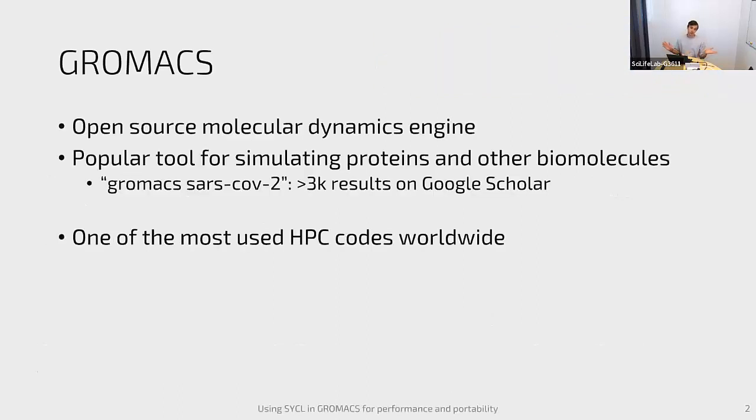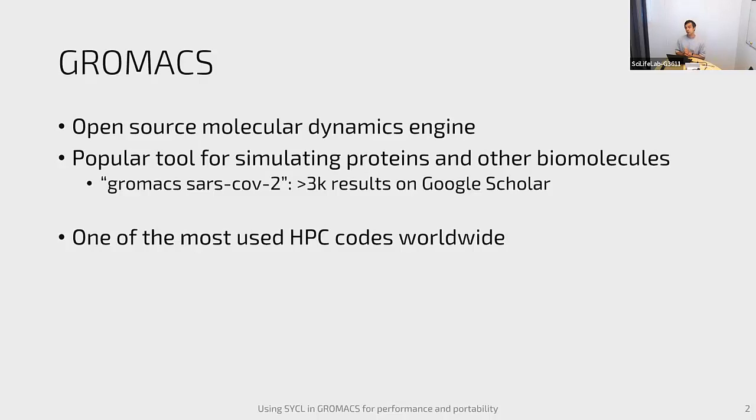So what is GROMACS? It's a high-performance application, a molecular dynamics engine, which is quite popular. There are a number of metrics to check to show it, but I looked at Google Scholar today, and there are more than 3,000 papers mentioning GROMACS and COVID research. Of course, not every single paper uses GROMACS, but I would say it shows that it is indeed pretty popular and widely used in the research circles.